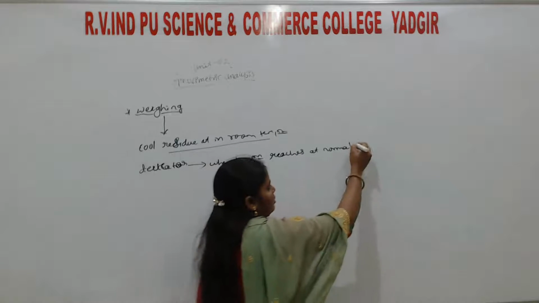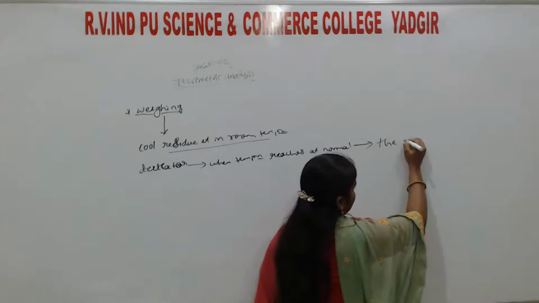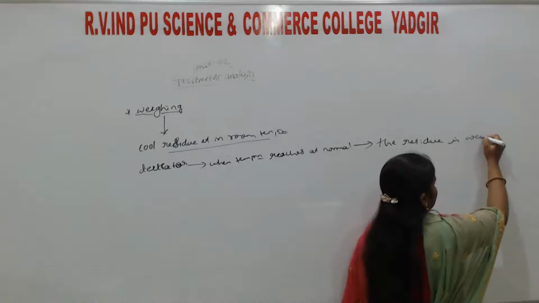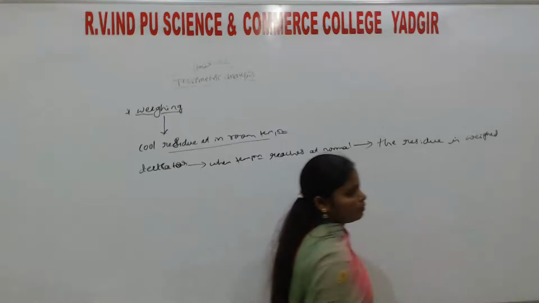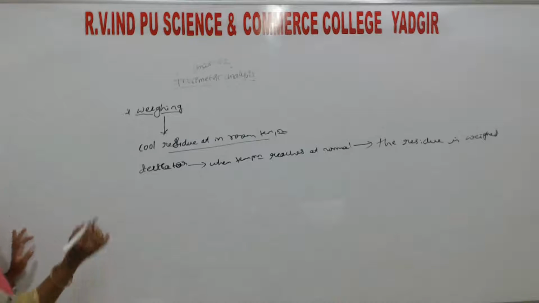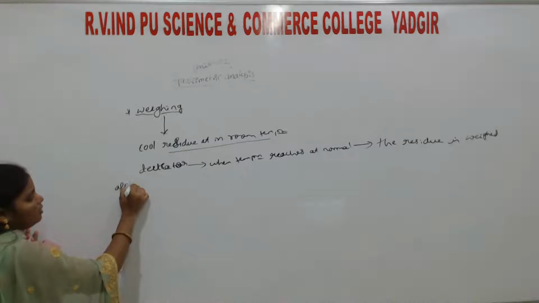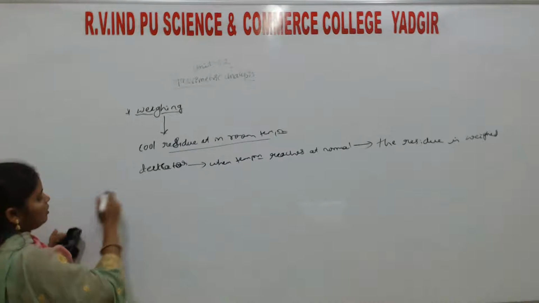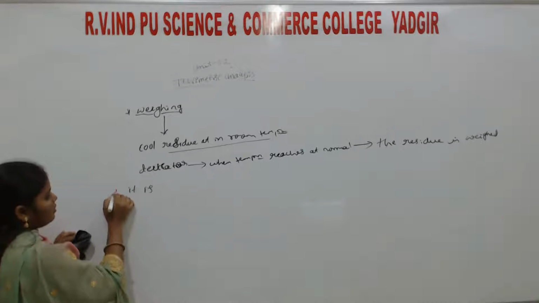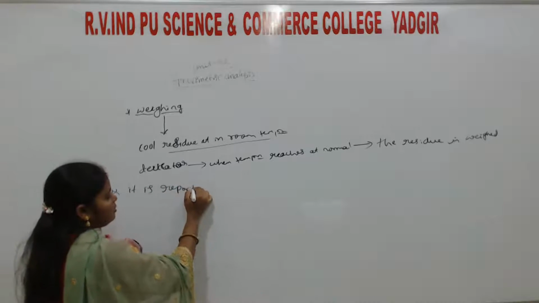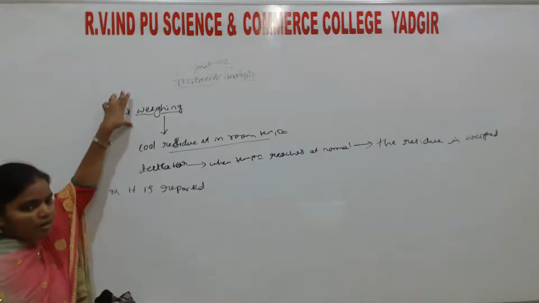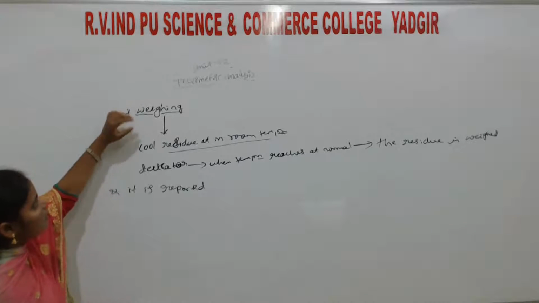After the residue is weighed, afterwards you report your residue weight. These are the steps involved in gravimetric analysis. This is the last step, weighing.